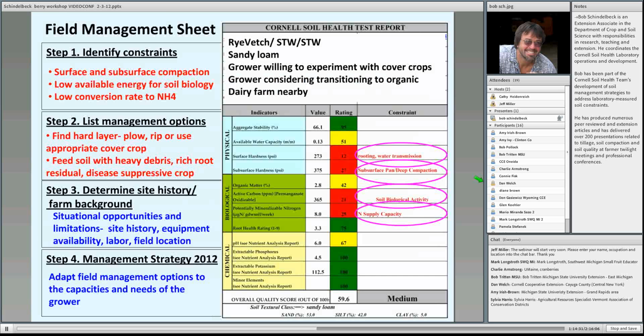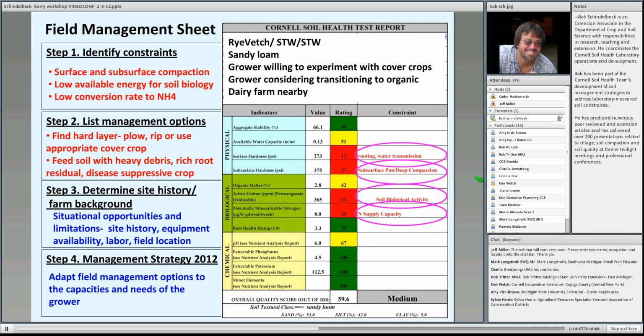Okay, so I'm running over here, so I'm going to go quickly through these last two steps, steps 3 and 4 of our soil health report here. We said this was a 2-year strawberry field coming out of rye vetch 2 years ago. This grower is willing to experiment with different cover crops. He's considering transitioning to organic because of the market value. He does have a dairy farm nearby. Just a little bit of background on who specifically this person is.